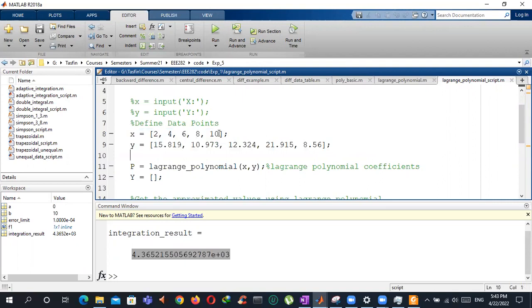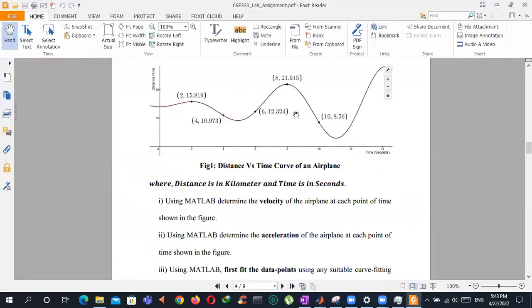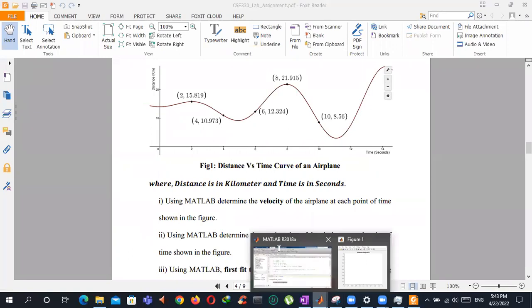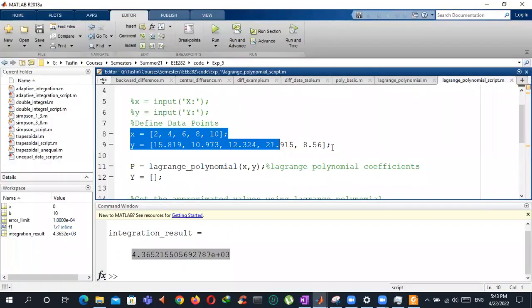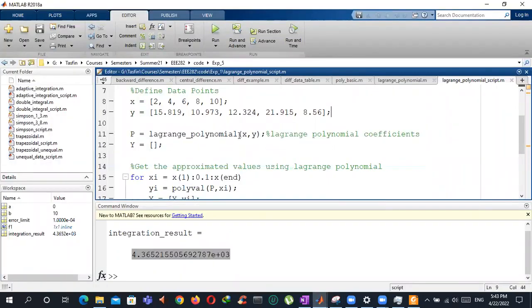Yeah, so we have the x and y as this. X is 2, 4, 6, 8, 10, and y is 15, 10.9, 12.324, right? So the first thing you have to do is put the x and y values, then fit the curve using Lagrange polynomial, and get the coefficients from this p variable.